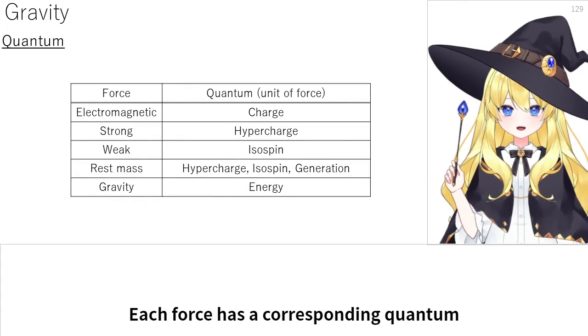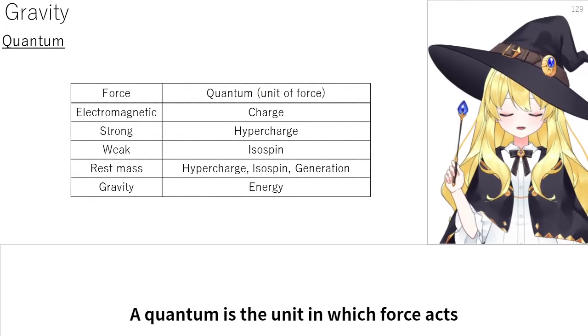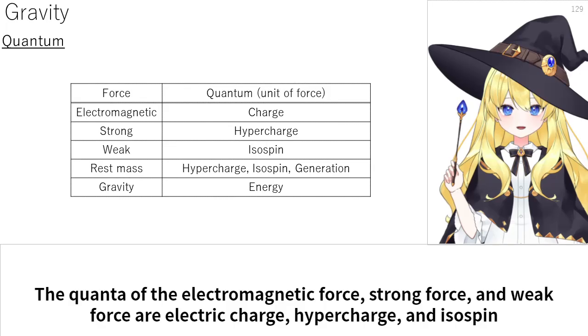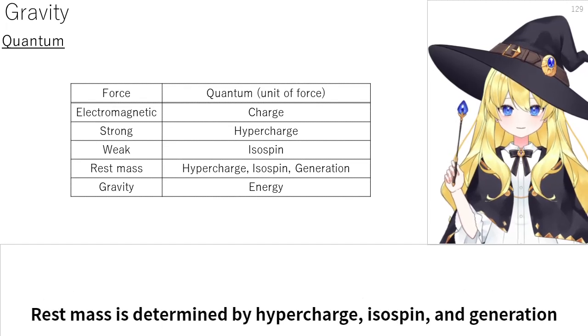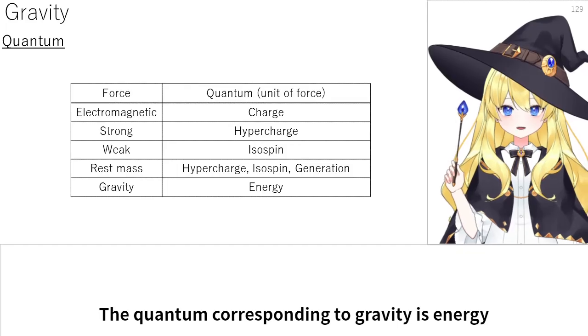Each force has a corresponding quantum. A quantum is the unit in which force acts. The quanta of the electromagnetic force, strong force, and weak force are electric charge, hypercharge, and isospin. Rest mass is determined by hypercharge, isospin, and generation. The quantum corresponding to gravity is energy.